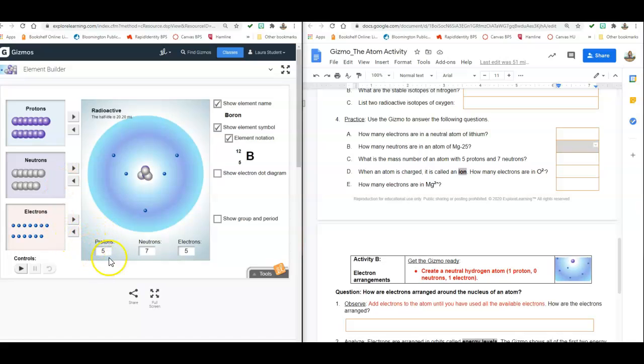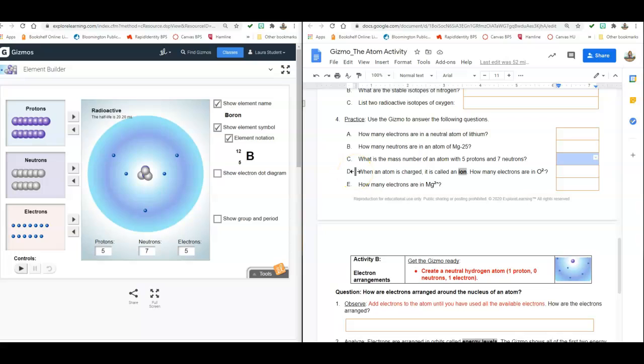Okay, so now I have 5 protons and 7 neutrons, and I can see the mass number up here. All right, but where did that mass number come from? If we take 5 plus 7, what do we get? Put your answer here for 4C.